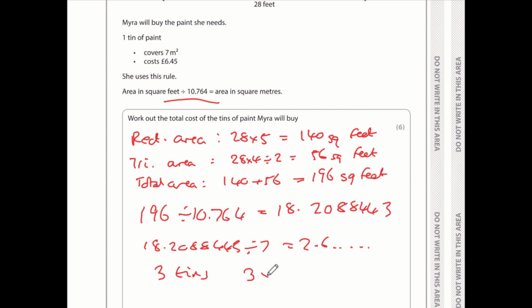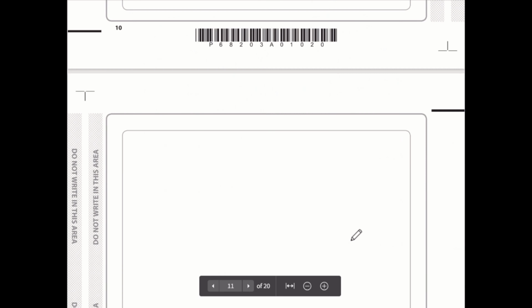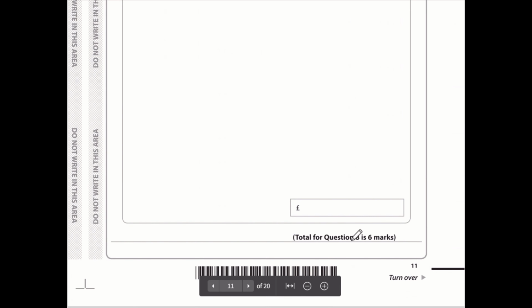So that's going to be 3 times by £6.45, and 3 times £6.45 is £19.35, and that is that question complete. So £19.35p.